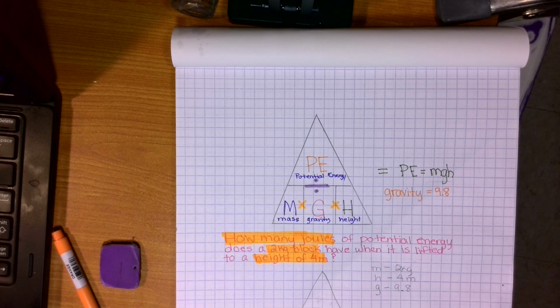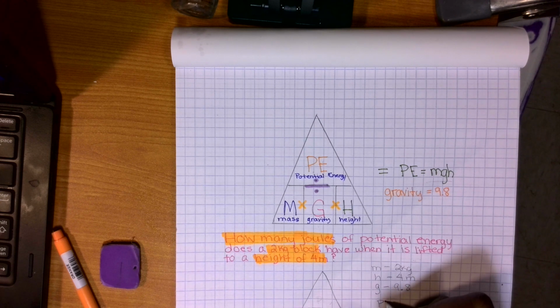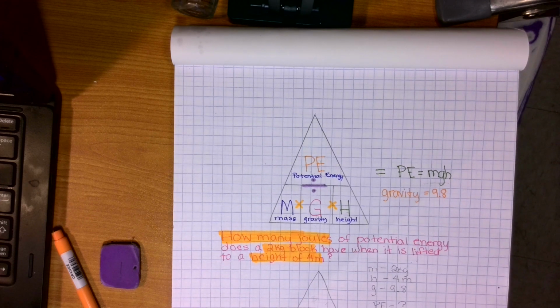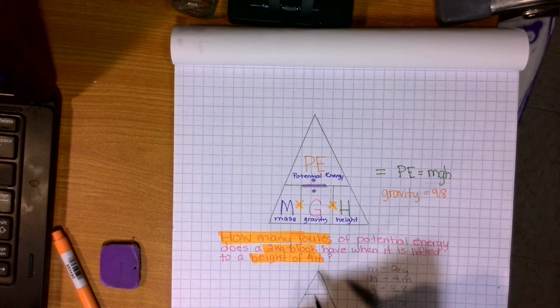Our unknown is given to us right at the beginning of this problem because it asks us how many joules. And so we know that joules means potential energy. So that's our unknown. So I'm going to go ahead and write PE equals question mark. So that's what we're trying to solve for. Okay. Now, in this magic triangle, I am going to go ahead and write the numbers. So this is where you would choose your equation. This is how I'll find out what my equation is.